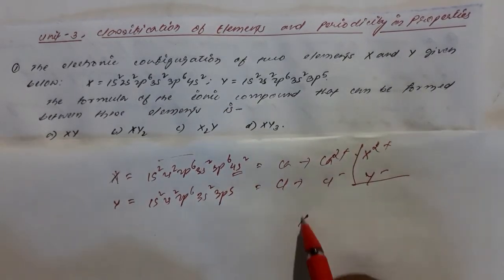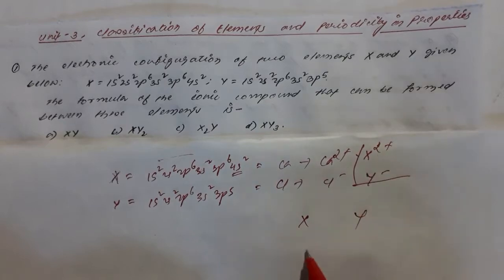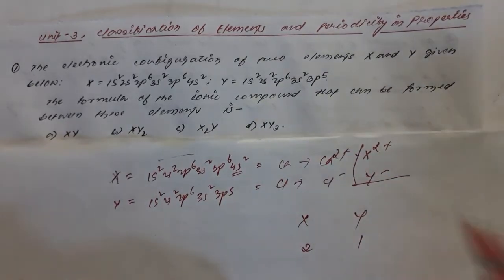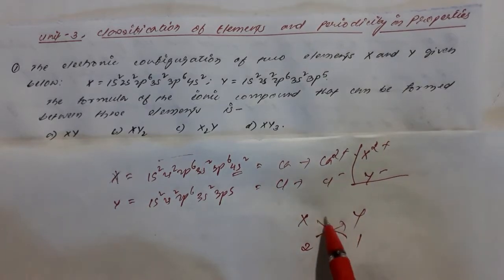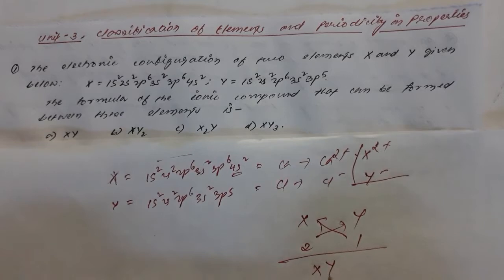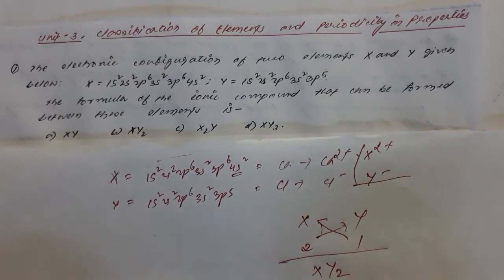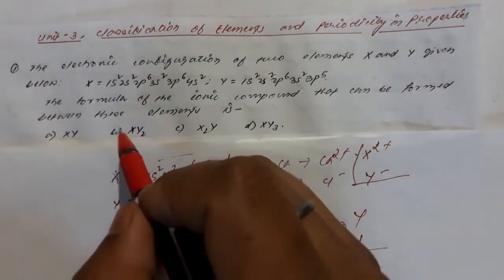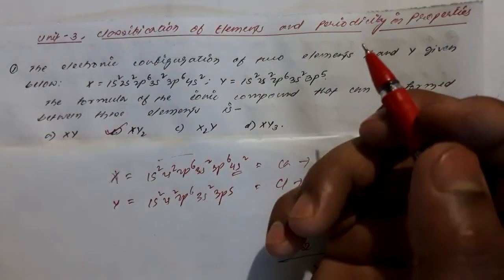As we are having ions with us, we have to write the charges of the ion, it's 2, 1. We don't have to write negative or positive, and we just have to cross multiply the value. So X into 1, Y into 2, Y2. So this is the formula of the compound: XY2.